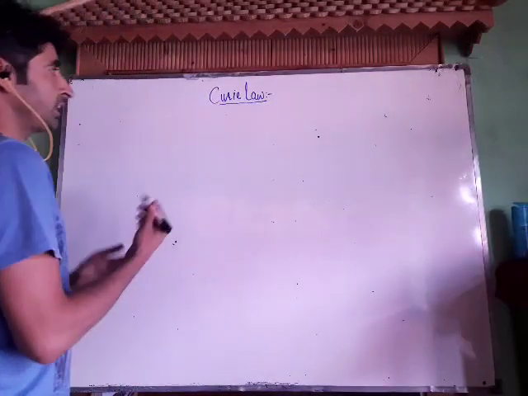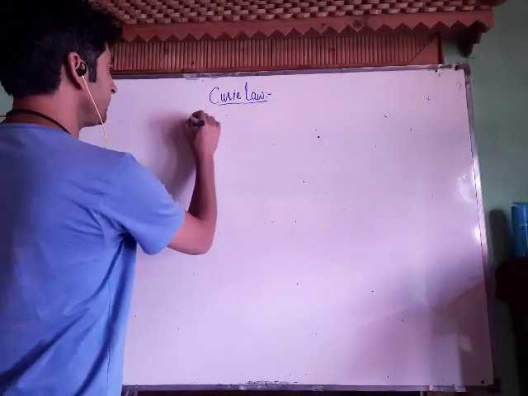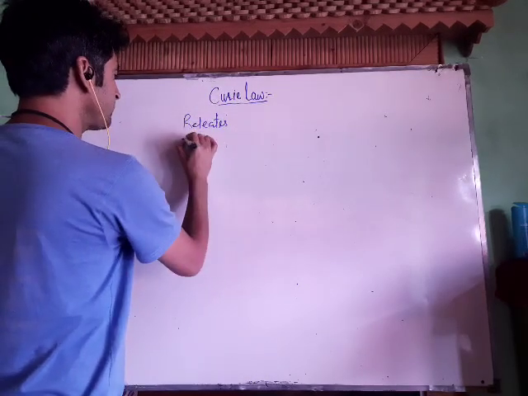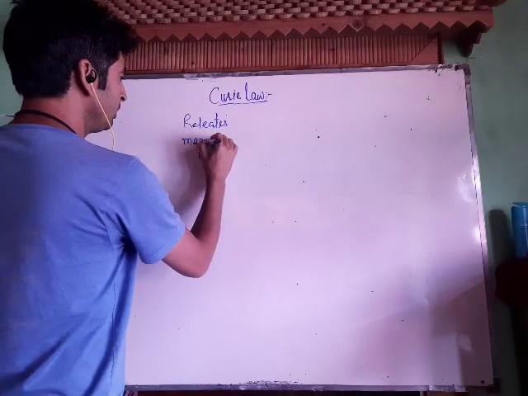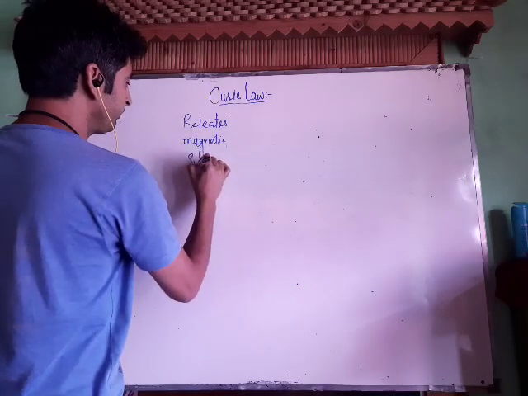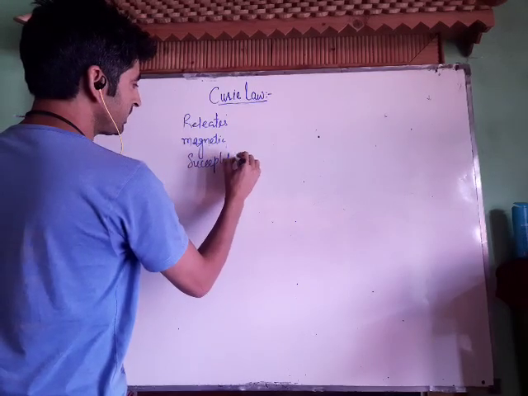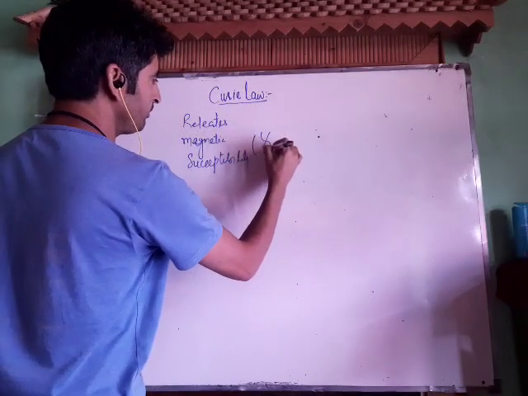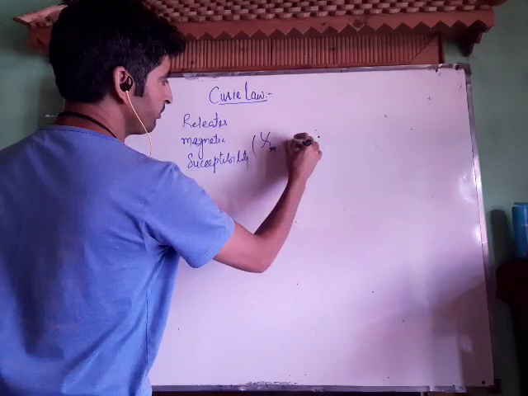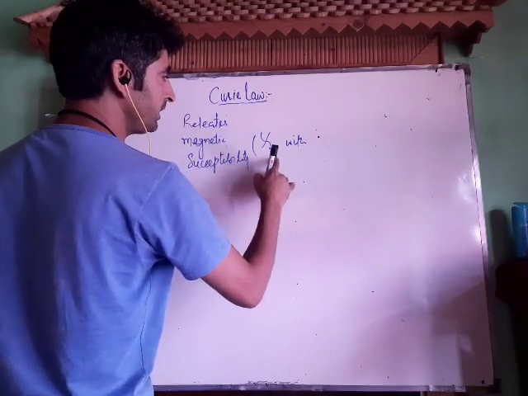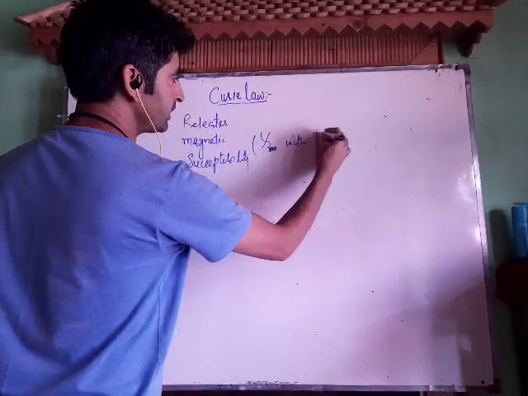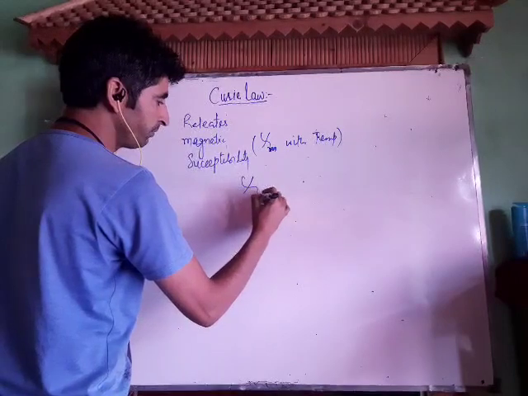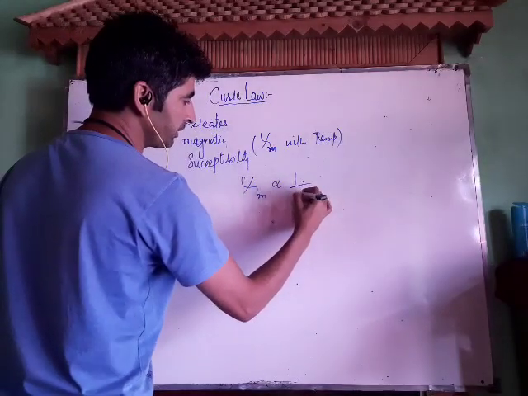Now what does Curie law tell us? Curie law relates magnetic susceptibility, that's chi m, with temperature. Variation of magnetic susceptibility with temperature, that is Curie law. According to this law, magnetic susceptibility chi m is inversely proportional to temperature.